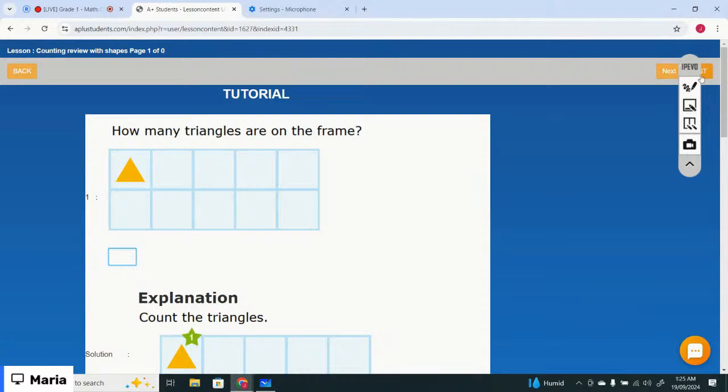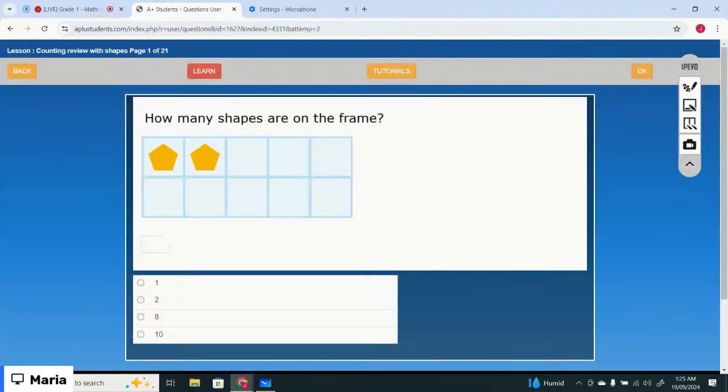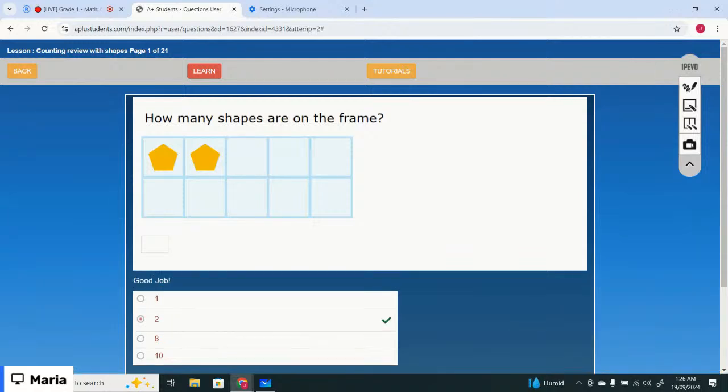Okay, let's just start with the test questions. How many shapes are on the frame? So which is the correct option? The correct option is 2. You have only two shapes, so option number 2 is the correct option.